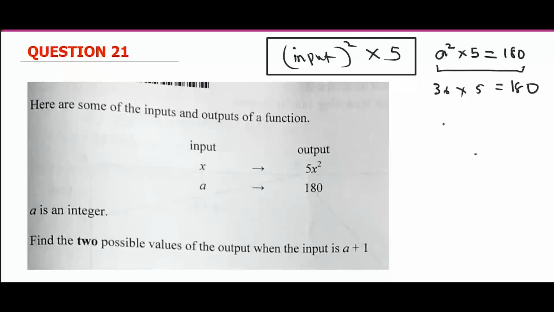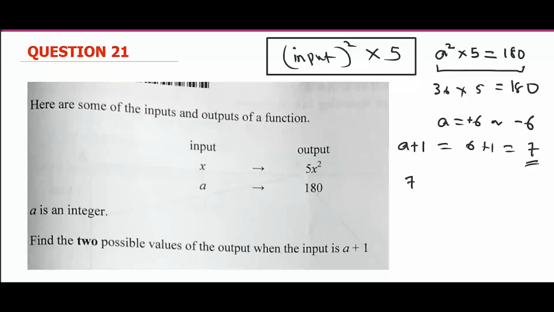So that means a will be equal to 6, positive 6 or negative 6. So the value of a could either be positive 6 or negative 6, because the square of either number will give us 36. If the input is now a plus 1, we have two options. In this case, it will be 6 plus 1, that will be 7. So when the input is a plus 1, the input is 7.